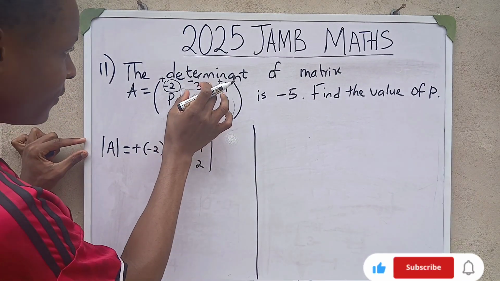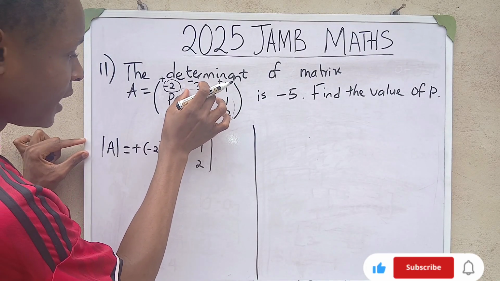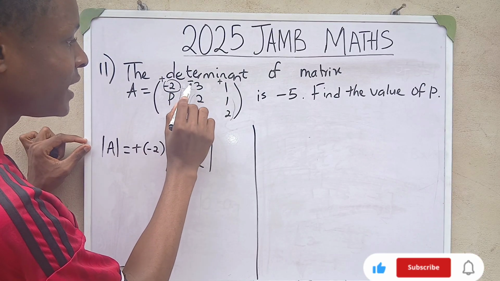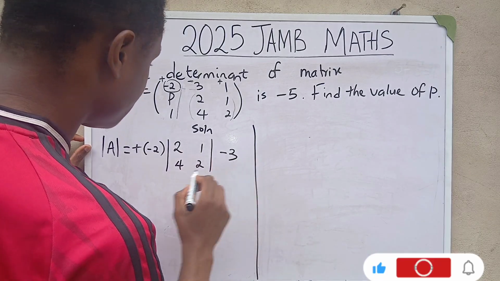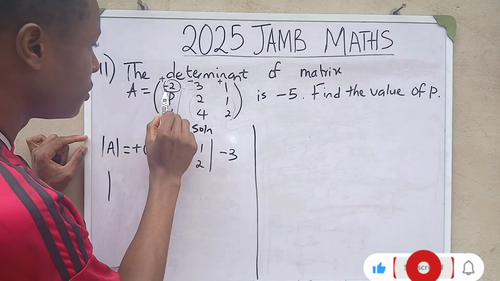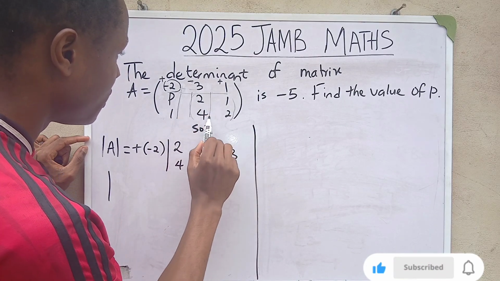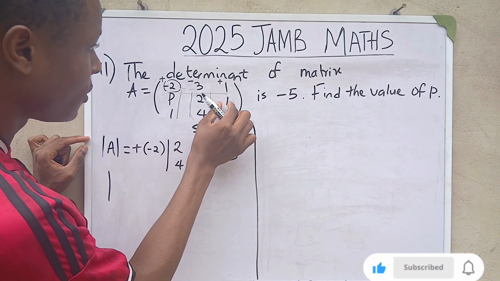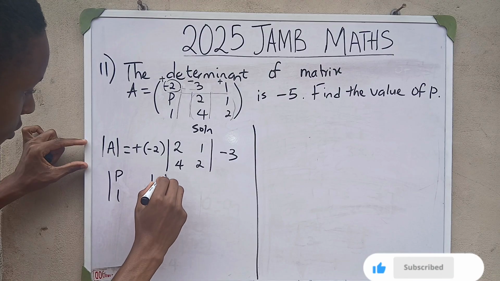Now we do the same for the second value in that row. So the second value is 3, but since we are taking the first row, here is going to be minus. So we have minus 3. So we now cover the row and the column. So the row of 3 is here and the column is here. So we'll cover this part. So what will be left is P, 1, 1, and 2. So we have P1, 1, and 2.